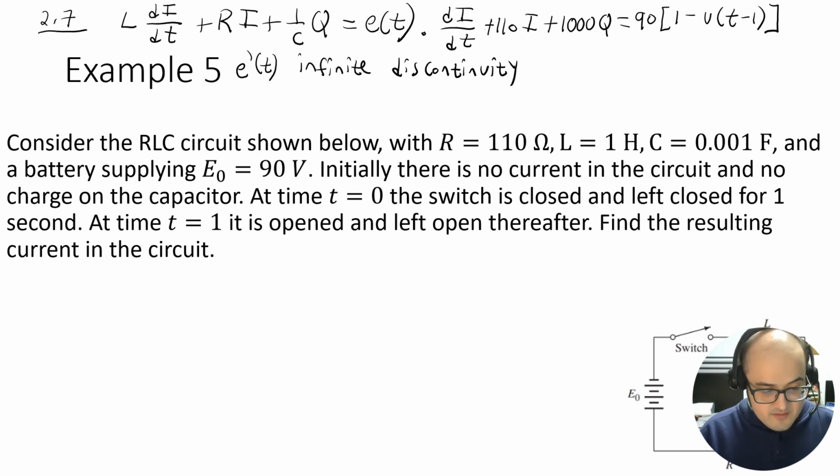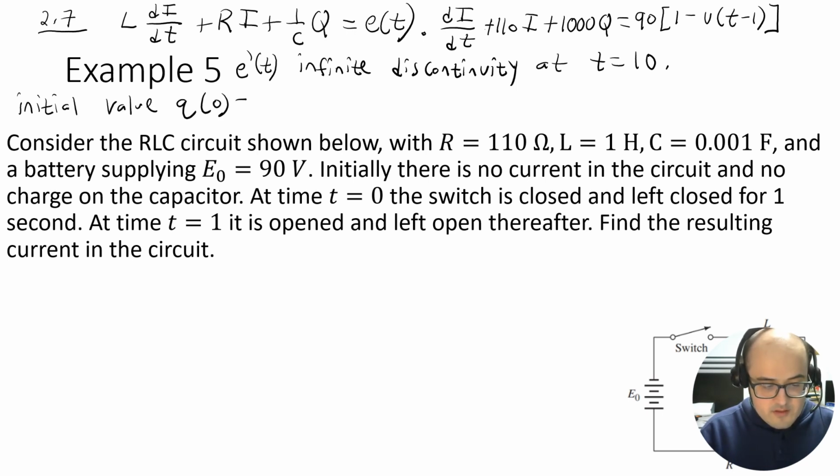Infinite discontinuity at t is equal to 10. So, because of this, we are going to use as our initial value, so I'll put initial value Q of 0 to be 0.